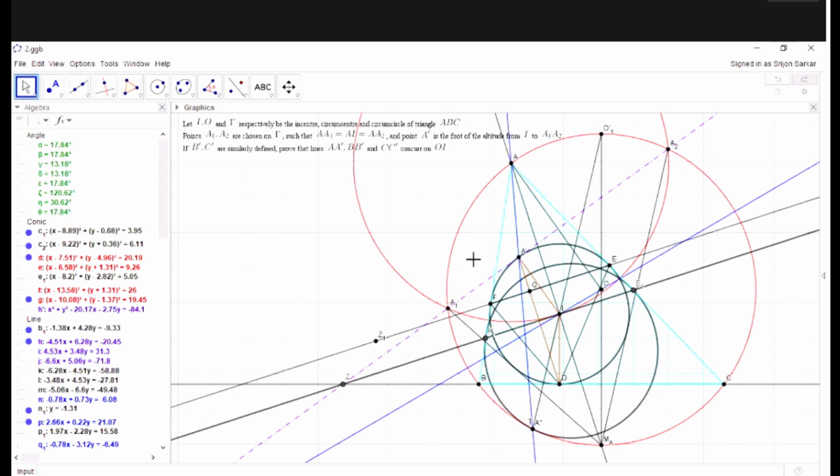Now, okay, you all are done reading the problem statement, right? Yes. So I will proceed. Okay, the first claim I make of the problem is note that AI, this line, is the external bisector of this angle A dashed ID.